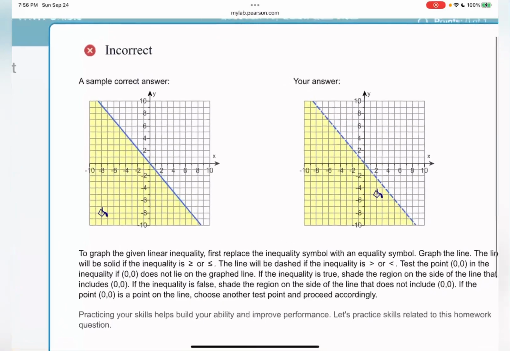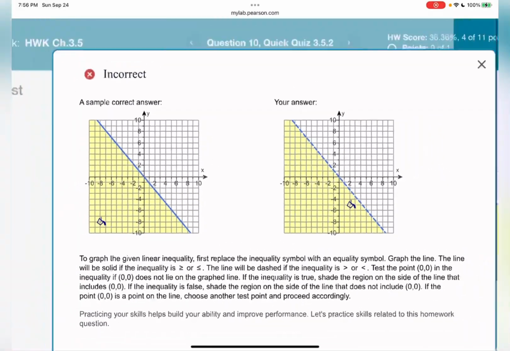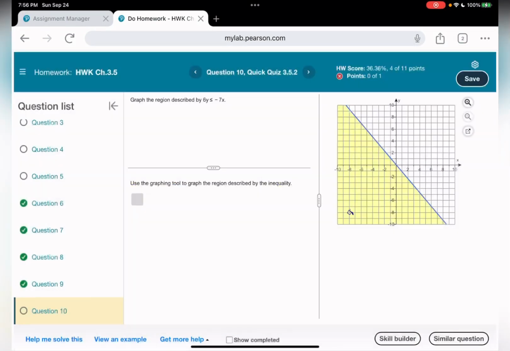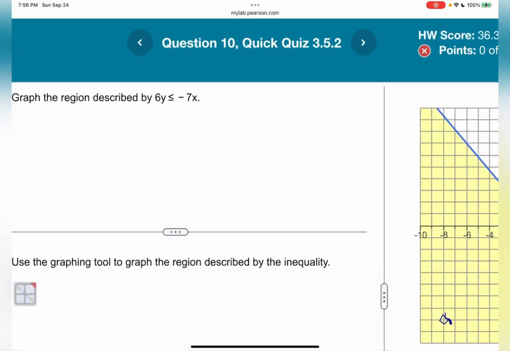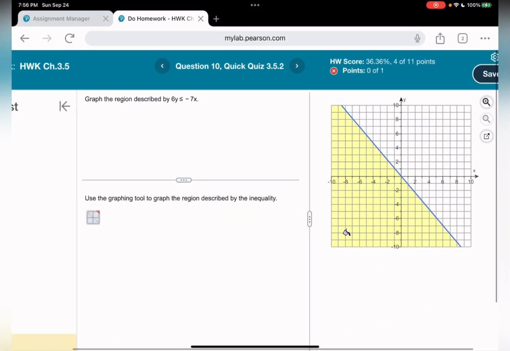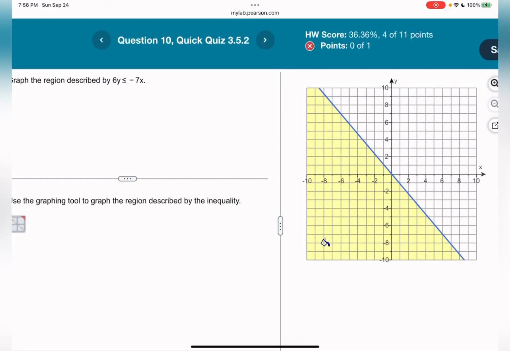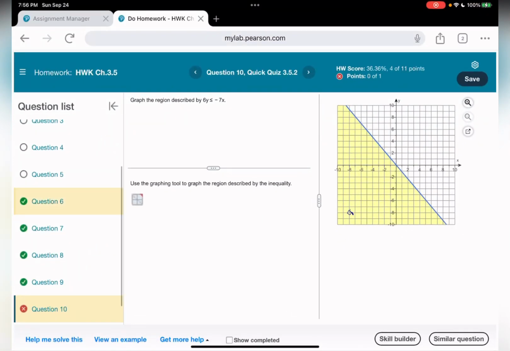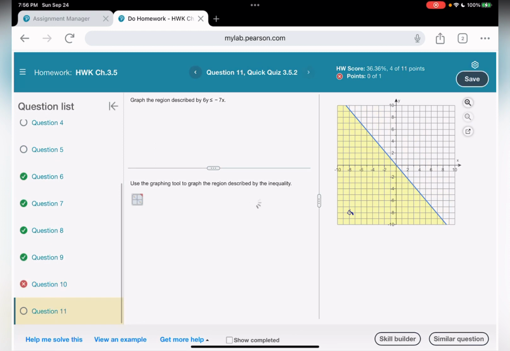What is wrong? Did I put a dash? Is it an equal sign? Okay, well, you put solid. It's an equal sign. I didn't pay attention. All right. We are good. And moving to the last one.